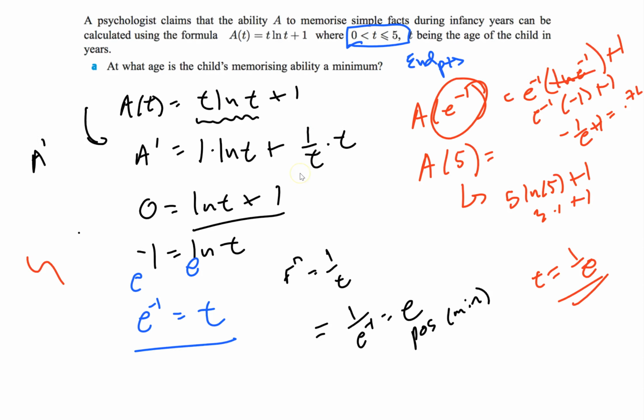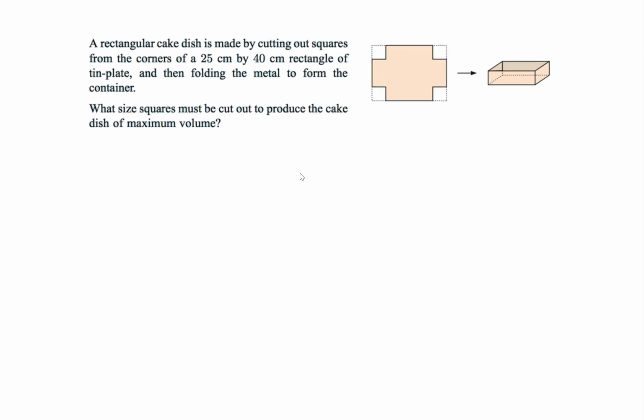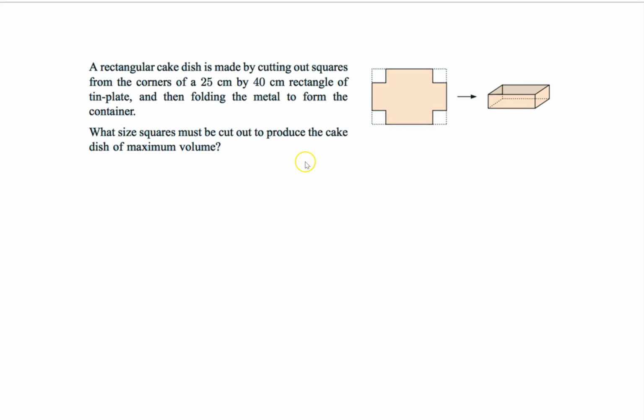Okay, let's do another one. This one's a little more difficult. A rectangular cake dish is made up by cutting out squares from the corners of a 25 centimeter by 40 centimeter rectangle of a tin plate, and then folding the metal up forward to get this. So we're going to fold this up to get that. What size squares must be cut out to produce the cake dish of the maximum volume?